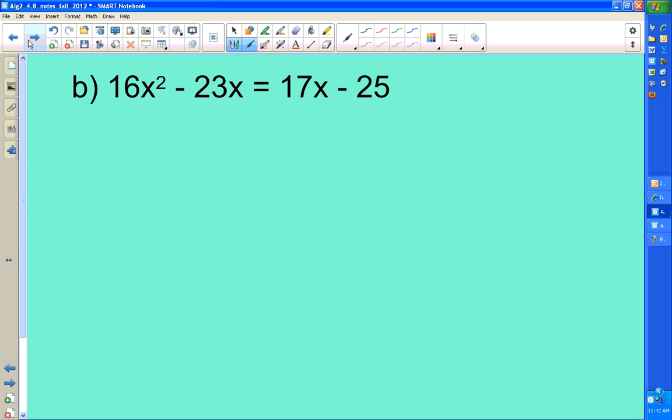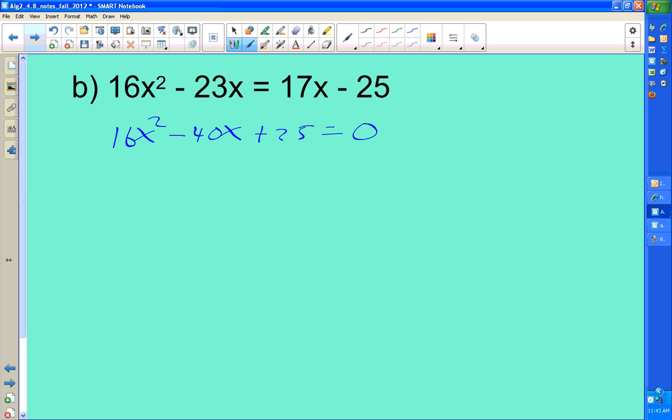Obviously this one gets to be a little bit more complicated, so you want to be meticulous in this. 16x squared minus 40x plus 25 is equal to 0. Now, this is not a perfect square trinomial. You might be tempted to think this is a PST, but actually it is a PST.